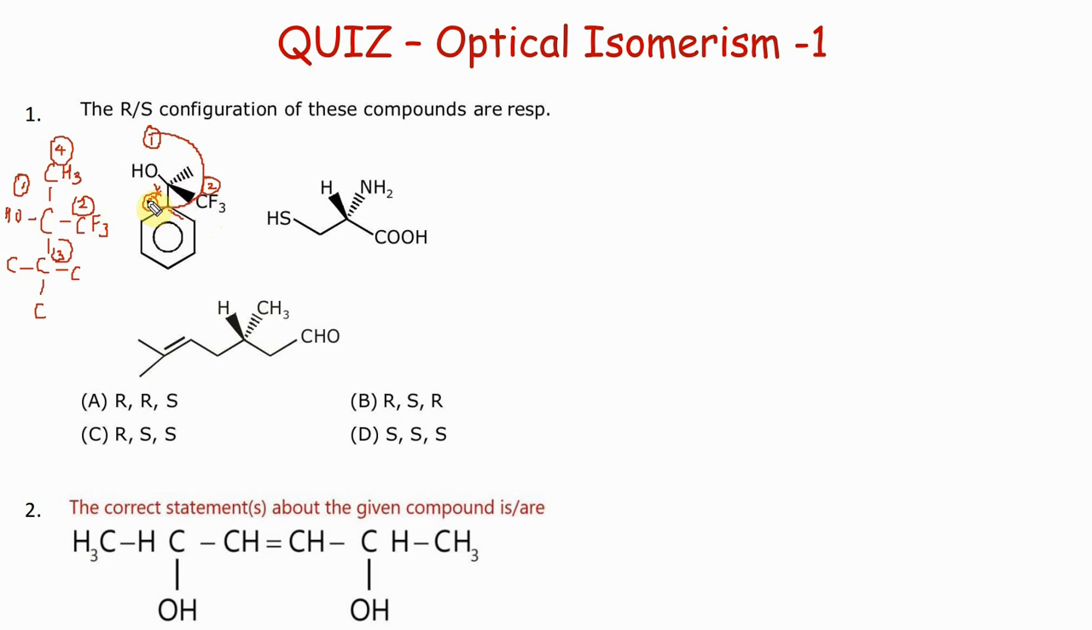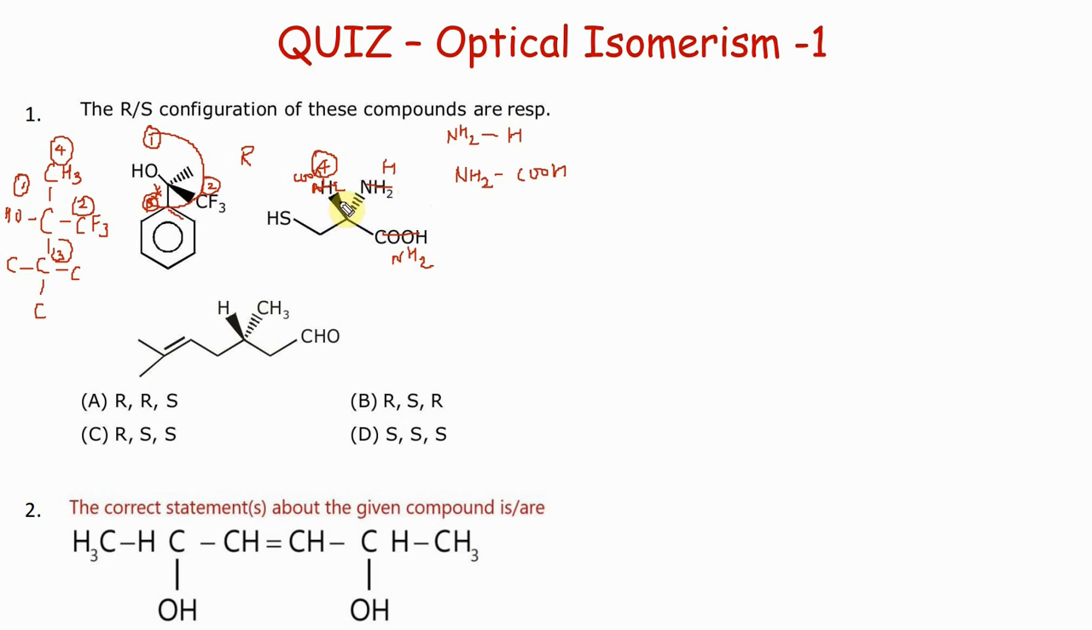So I have priority 1, priority 2 here, priority 3 here. So that is going to be R if my least priority is away from me. But here I can see right away that number 4, the least priority, is not at the back. So what I can do is 2 flips. I'm going to flip my NH2 with hydrogen. So this is hydrogen, this is NH2. Now whatever the configuration was, it has become inverted. So I'm going to do it again, NH2 versus COOH. So this is COOH now, this is NH2 now. I have done 2 flips and my least priority is away from me.